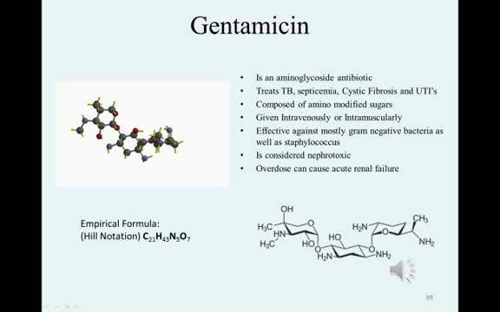Gentamicin. Gentamicin is an aminoglycoside antibiotic. It's used to treat tuberculosis, septicemia, cystic fibrosis, and UTIs. It can be given intravenously or intramuscularly.